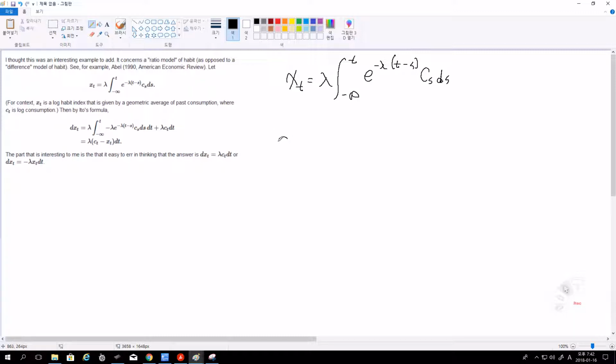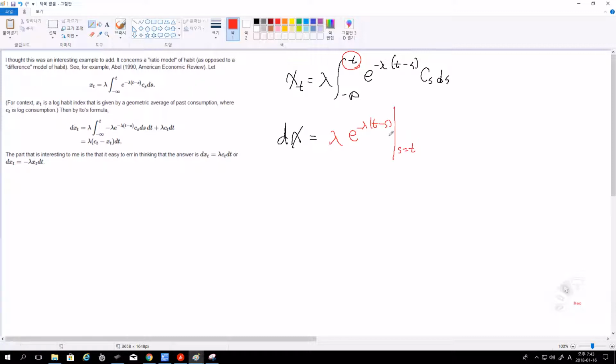And then we want to calculate the change dx. Well, there is no stochastic term over here, so you don't have to use Ito's lemma. You can just take the derivative with respect to t. Okay? So how to do it? First, we take the derivative of this one. So use the Leibniz rule. First we take into account this part, the upper limit t. So now lambda, and then e to the minus lambda (t minus s), but here s equals t.